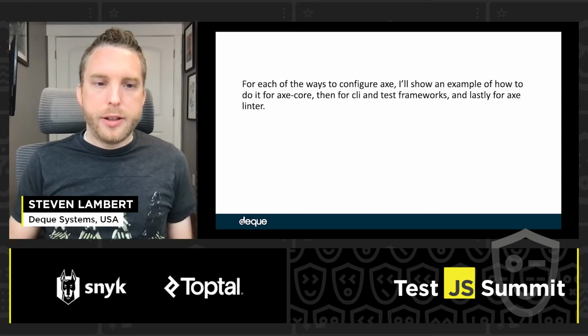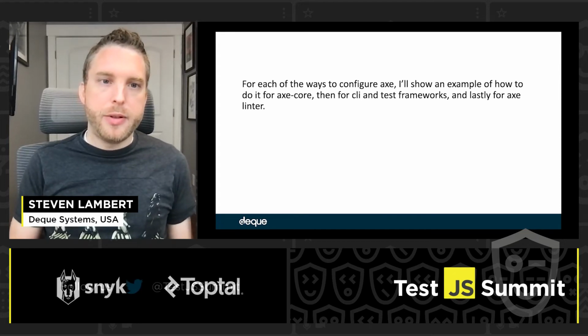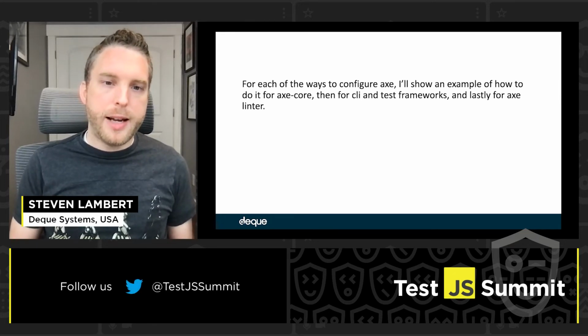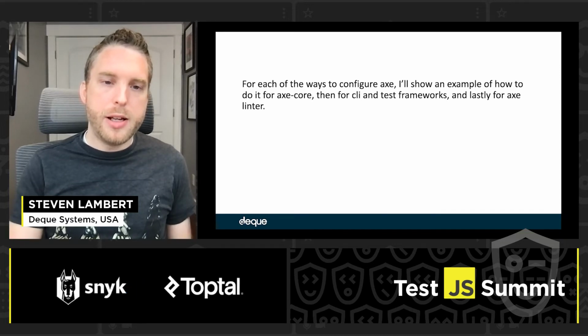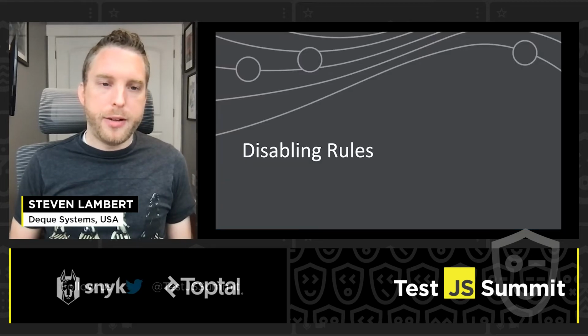For this presentation, I'm going to show an example of how to do this in only three integrations. I'll show you how to do it in Axe Core, I'll show you an example of a node integration like Puppeteer, and I will also show you how to do it in Axe Linter. So first, I want to talk about disabling rules.